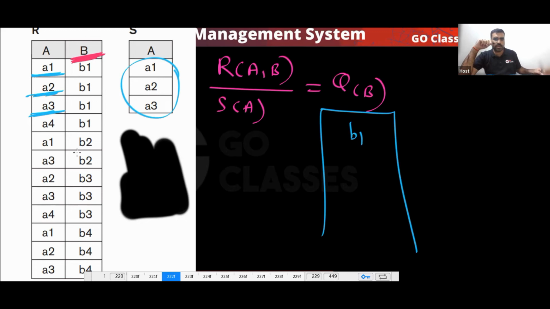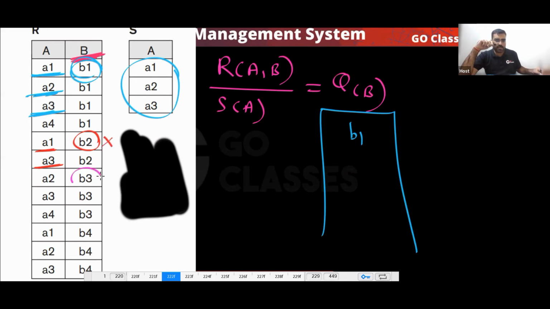Okay. Next, what about B2? This B1 is done. We are done with B1. What about B2? B2 is paired with A1. B2 is paired with A3. But B2 is not paired with A2. So B2 will not be there. Definitely this B2 will not be there.